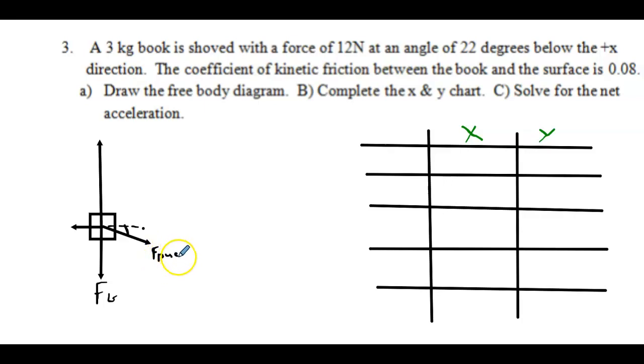So we're pushing down and to the right, and that's true because it says it's at an angle of 22 degrees below the positive x. So below is down and right is positive x. So it's down to the right. Because we're pushing down, there's a component in the pushing force that is trying to go down. There's also a component trying to go to the right. That's why the push is going down and to the right, like it's labeled there in black.